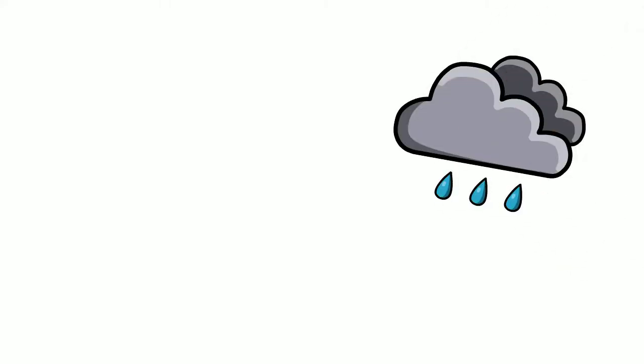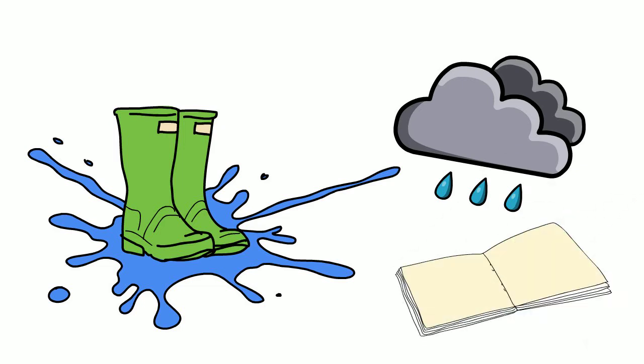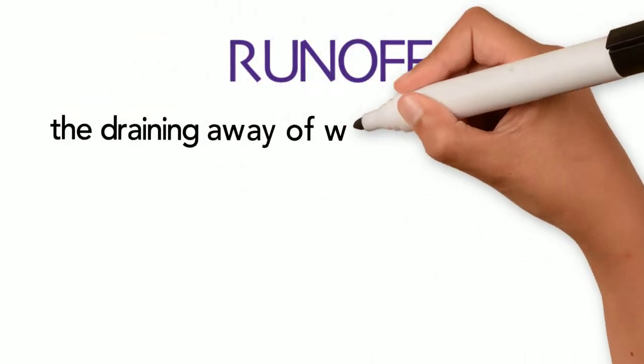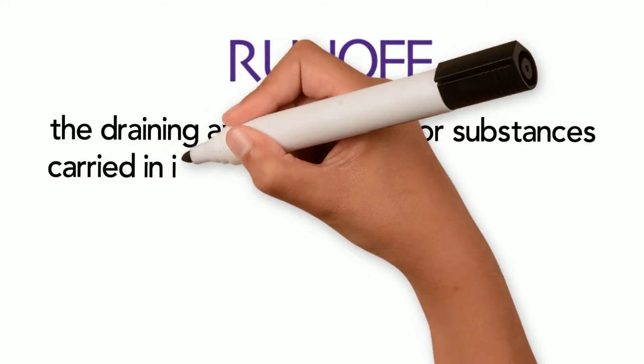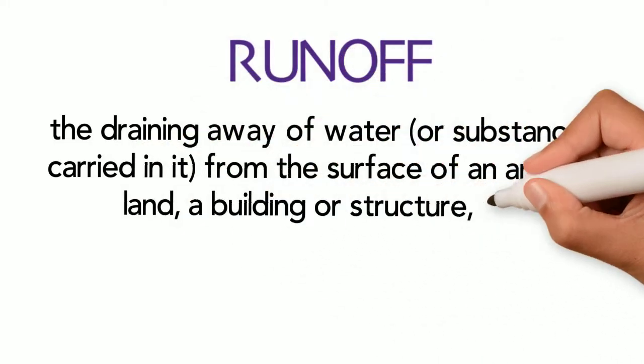Rain is fun. We've all splashed in puddles or just read a book inside on a rainy day. But all that water from the rain has to go somewhere, right? Much of it becomes runoff. Runoff is defined as the draining away of water or substances carried in it from the surface of an area of land, a building or structure, etc.